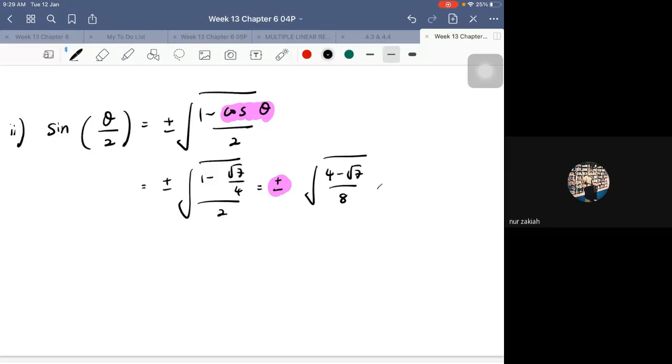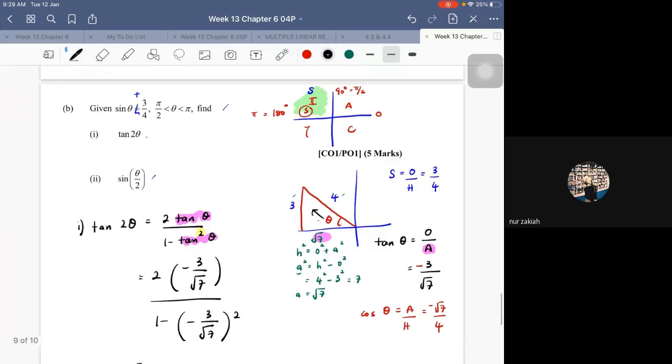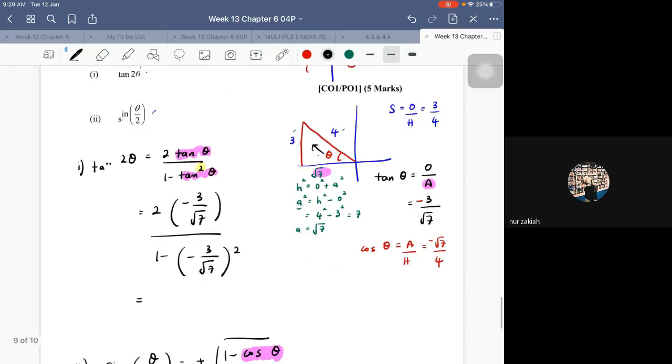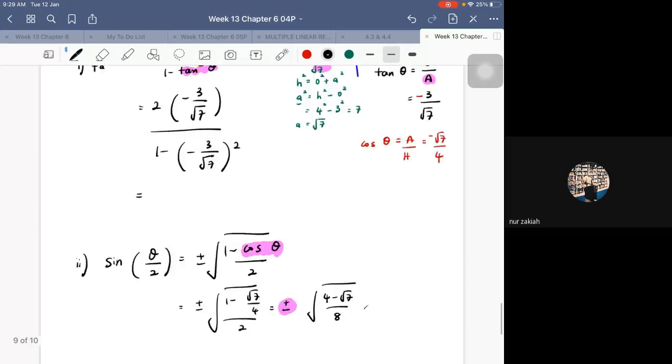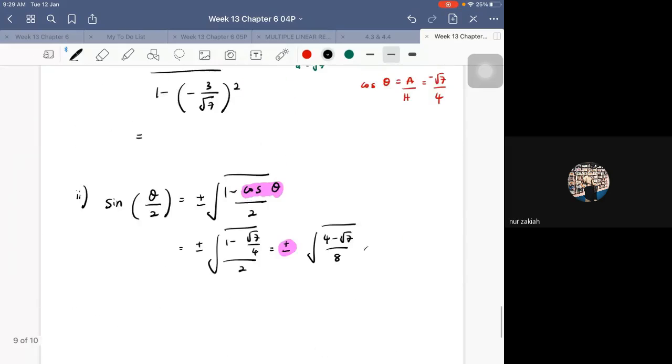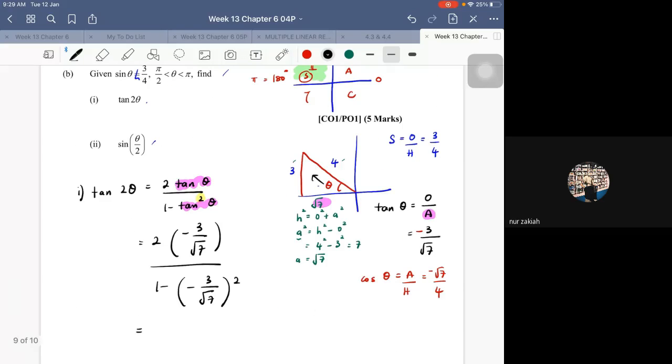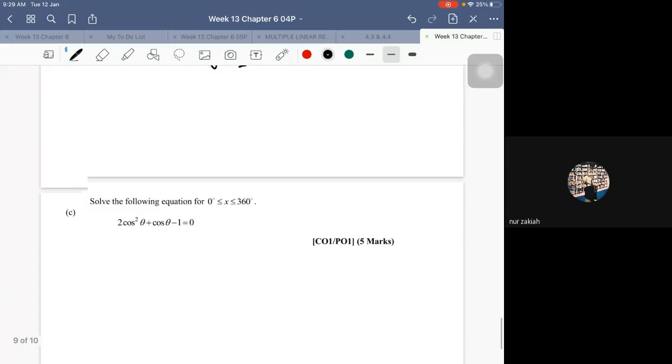Itu sahaja. Okay, by answering this ni berapa markah ni? So yang kat atas ni adalah 5 markah, yang kat bawah ni I think it's going to be about the same mark. Kurang sikit kot. I rasa the total of these two is going to give you about like 8 marks together.